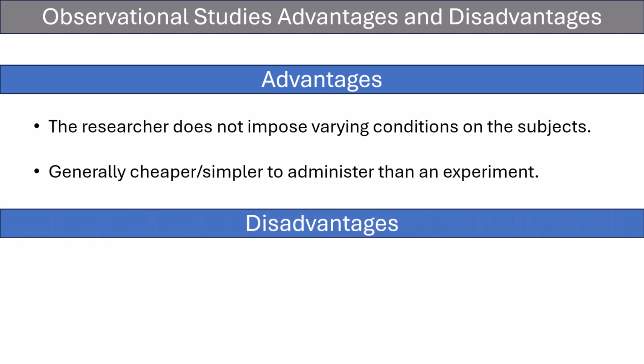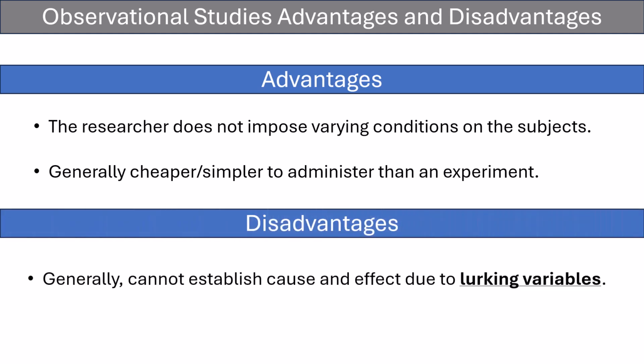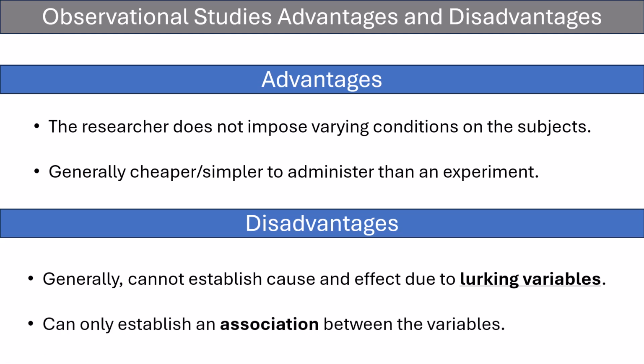As far as disadvantages, generally in an observational study, we cannot establish cause and effect due to lurking variables. Since we're not controlling for variables or randomly assigning individuals to different treatment groups, there can be additional variables that are really causing the effect that we might observe in our observational study. Generally, with an observational study, we can only establish an association between 2 variables and not cause and effect. By association, I just mean there's some sort of trend between your 2 variables, but the reason why the second variable is changing might not be because of the first variable.